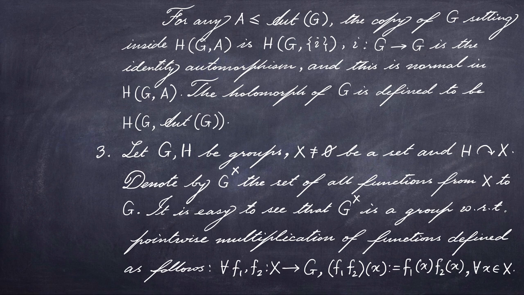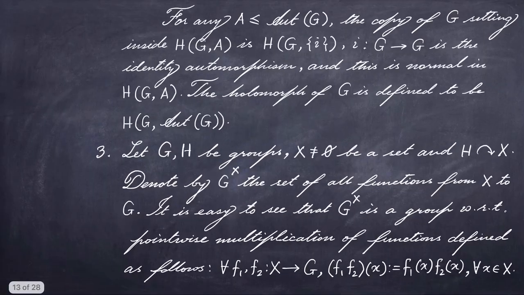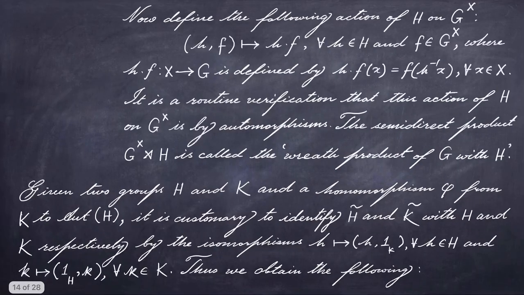and with respect to pointwise addition and scalar multiplication, it was a vector space over C. Now here we consider only the set of all maps from X to G, and with respect to pointwise multiplication, as defined below, it forms a group. This is denoted by G^X, and it is a group.